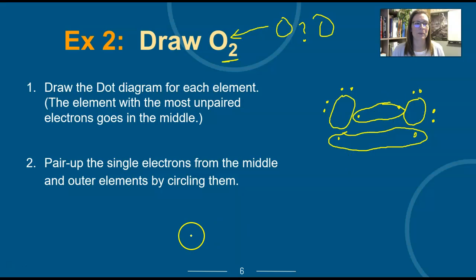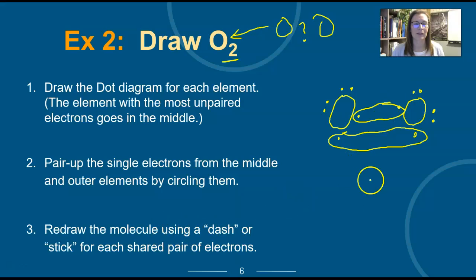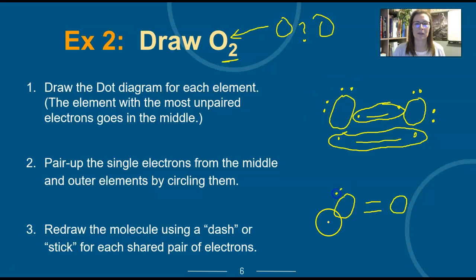And so we've paired them up already. We've done step number 2. And step number 3 is to redraw them. This time we draw them with the dashes. Now, we do a dash for each one of these shares. Okay, so this is going to be a double dash or 2 sticks. All right. The last thing is we still have to draw these other electrons. So I'm going to go and put these other pairs here.